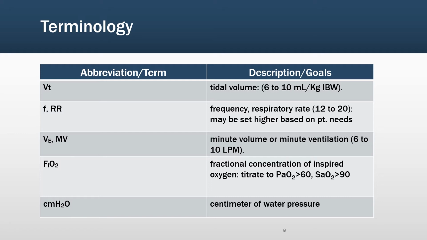VE or MV is minute volume, typically 6 to 10 liters per minute. FiO2 is the fractional concentration of inspired oxygen, and we titrate the PaO2 to greater than 60, and SaO2 is greater than 90. Centimeters of water, cmH2O, is just that, centimeters of water pressure.